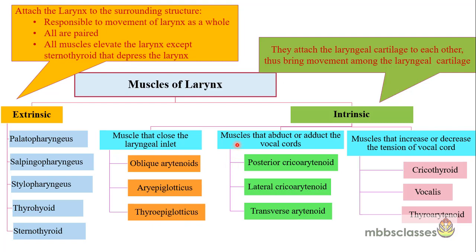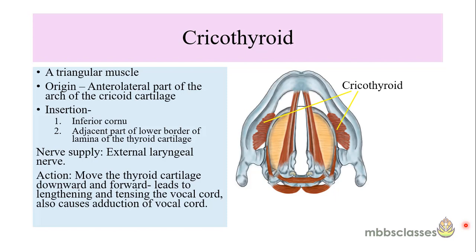Another group is the muscles that abduct or adduct the vocal cord. These are the posterior cricoarytenoid, lateral cricoarytenoid, and transverse arytenoid. Then the third group is the muscles that increase or decrease the tension of the vocal cord. These are the cricothyroid, vocalis muscles, and thyroarytenoid muscles. Now let me see the individual muscles.